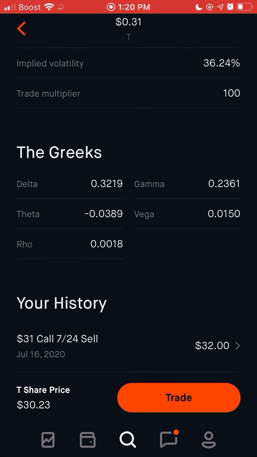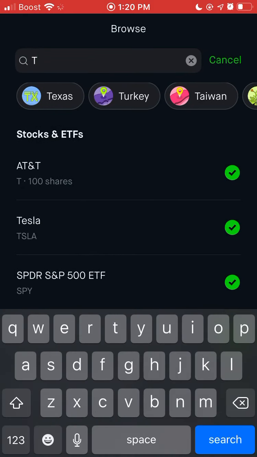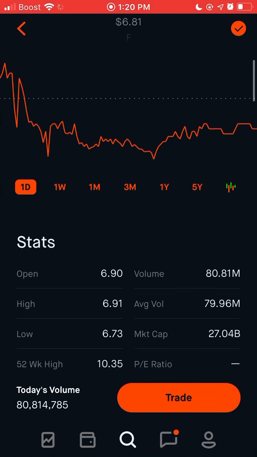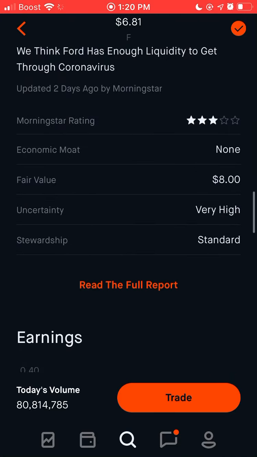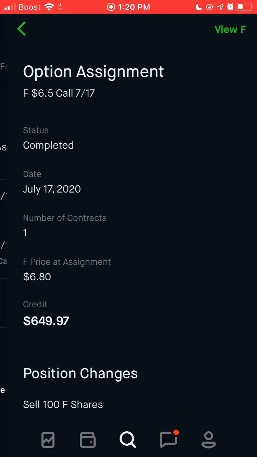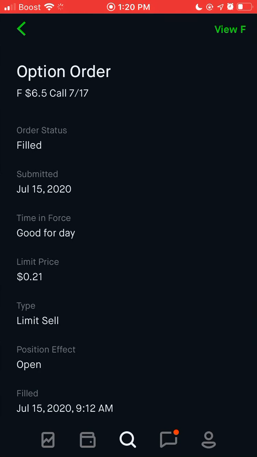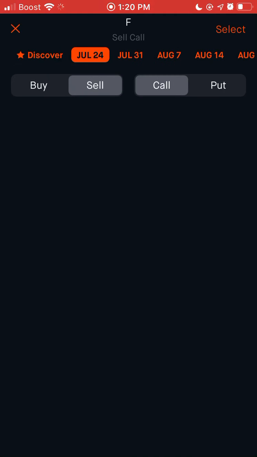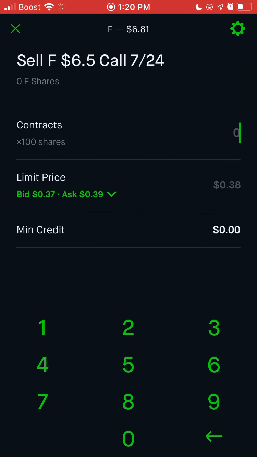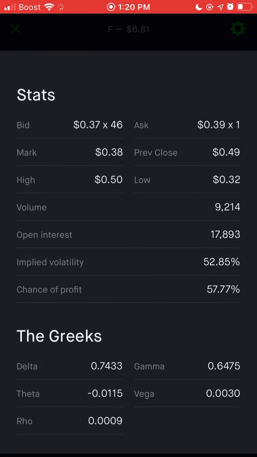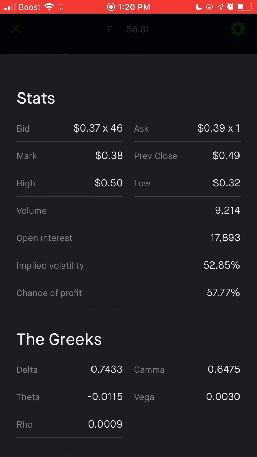So those are the 5 Greeks we're going to talk about today. Once again, we'll go through one more very quick example. We'll do a simple stock like Ford because it's got cheap stock prices, and we can look at some of the options. So let's look at my $6.5 call that I had open. So what we'll do is we'll find the option contract that we want to trade, and then we will click on that and we will see the Greeks.